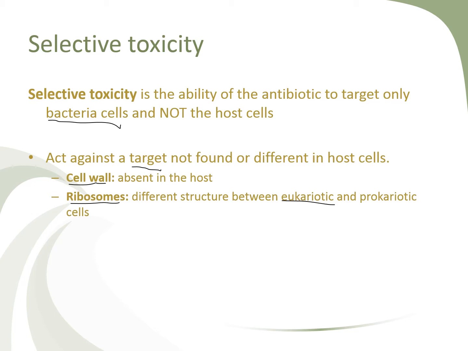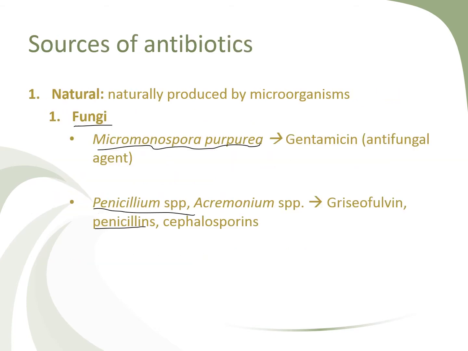Another characteristic is ribosomes. Ribosomes in bacteria are different. They have a different structure in bacteria, in prokaryotic cells. So if the antibiotic acts against the ribosomes, it's not going to affect our own ribosomes, eukaryotic ribosomes, only prokaryotic cells. So this is very important to not create side effects in the host. So we are going to talk about all of them now.